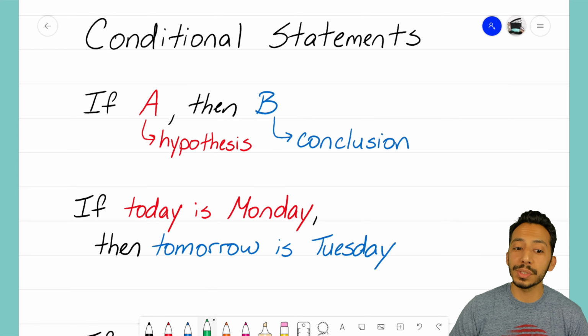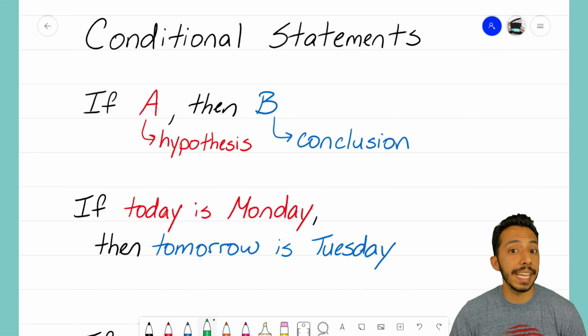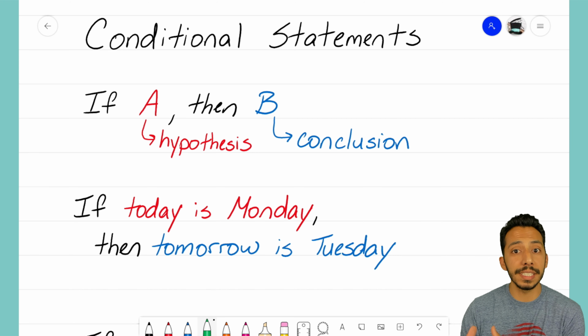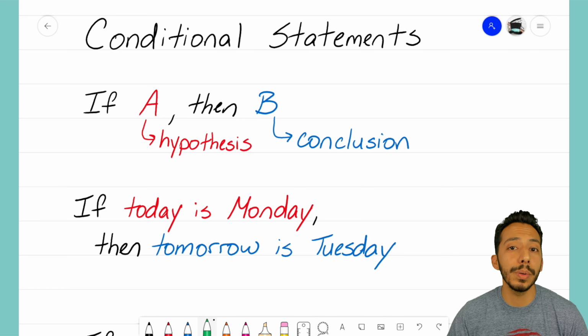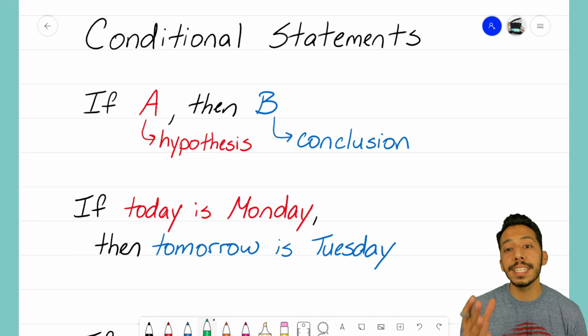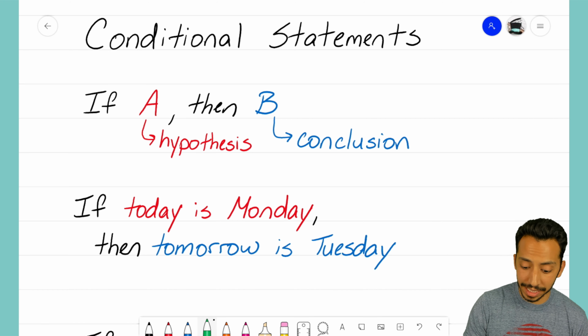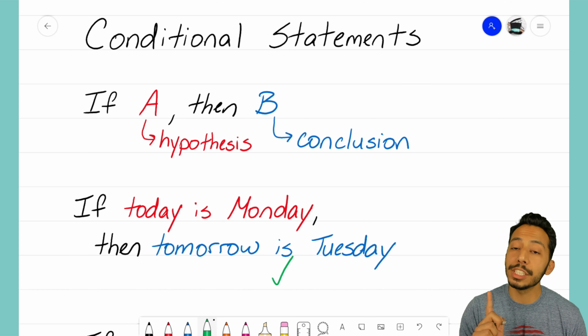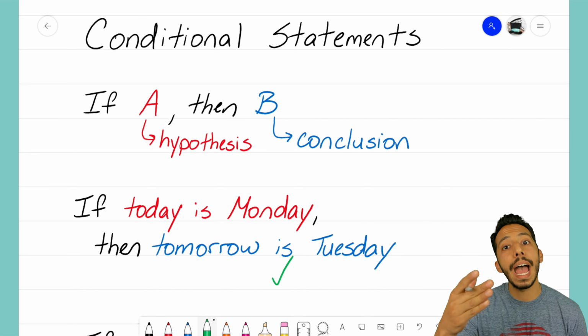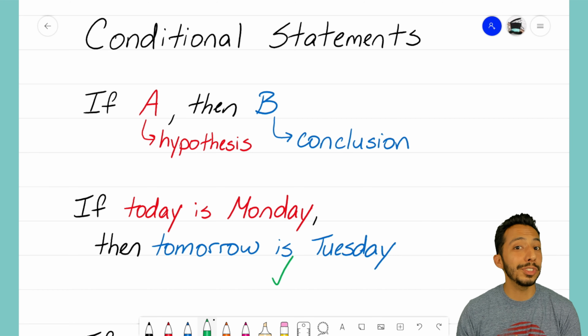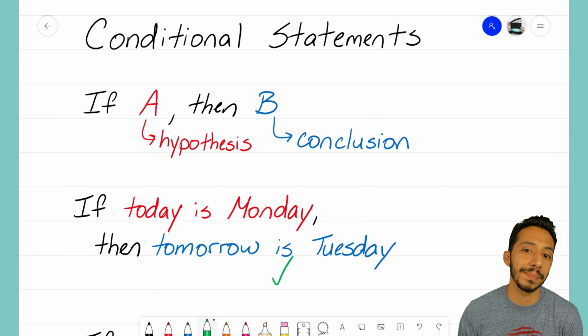So we have this conditional statement that says, if today is Monday, that's the hypothesis, that's what we know, then tomorrow is Tuesday. That is a conditional statement that ends up being true, right? That is a true statement because if today is Monday, then tomorrow has to be Tuesday. There's no other possible conclusion. Tomorrow will be Tuesday. I hope that's making sense to you.